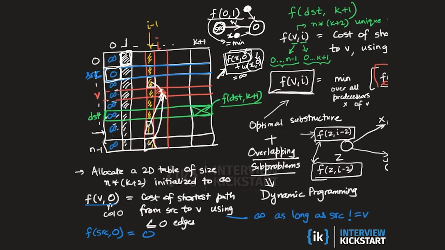One question to ask here is, what should we fill in for this particular cell? What is the value of f of source comma 1? Right, that's the value of this particular cell here. Well, f of source comma 1 is nothing but the cost of the shortest path from the source to the source using less than or equal to 1 edge.